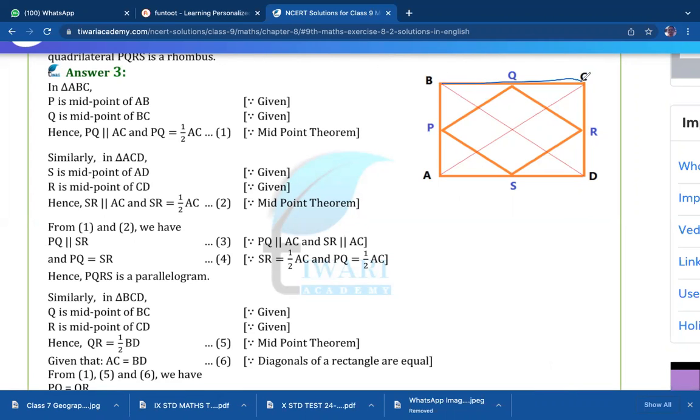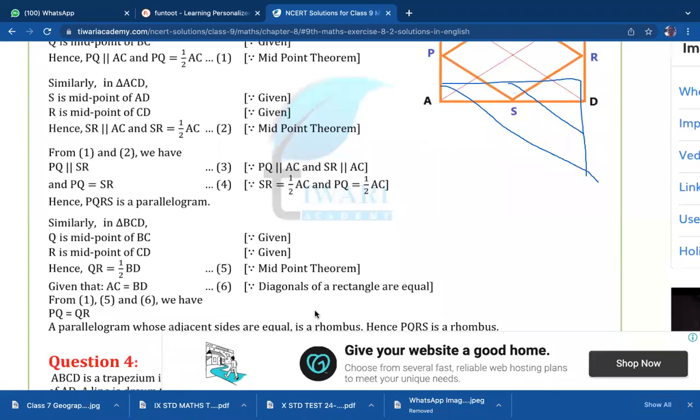In triangle BCD, Q and R are the midpoints. The line joining the midpoints is parallel to the third side BD and also half of it. So we know that opposite sides in a rectangle are equal. And also the special property of a rectangle is that its diagonals are also equal. So when the diagonals are equal, what do you get now?